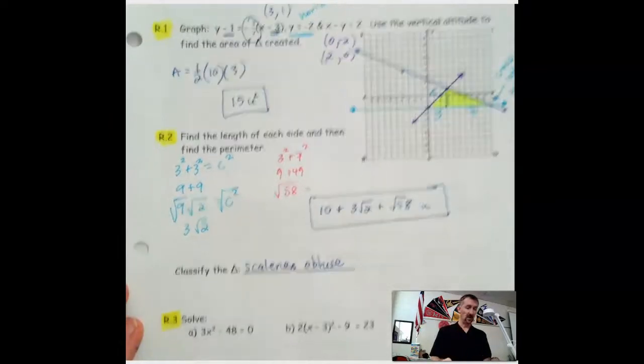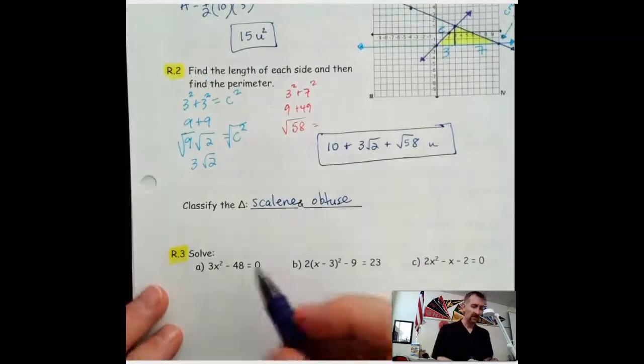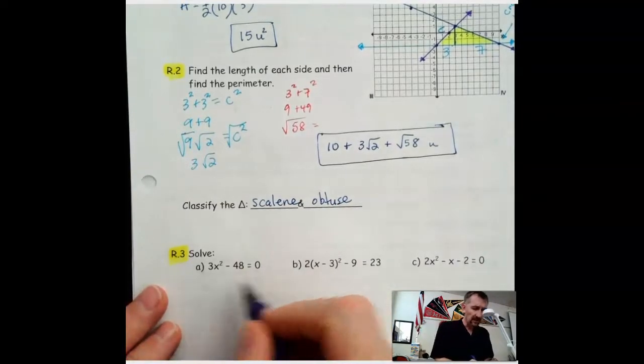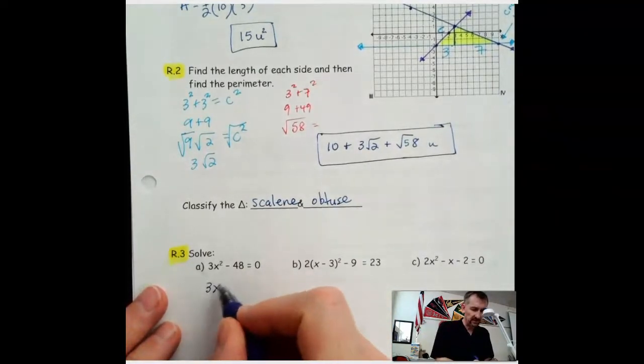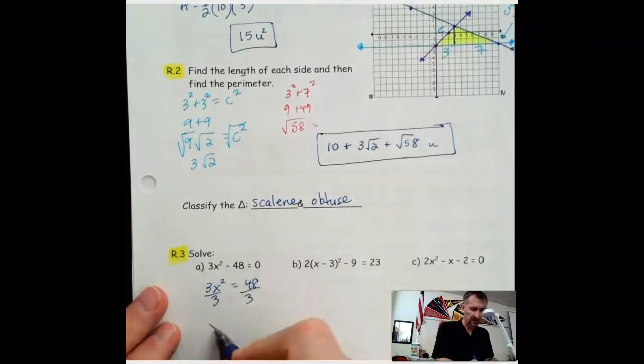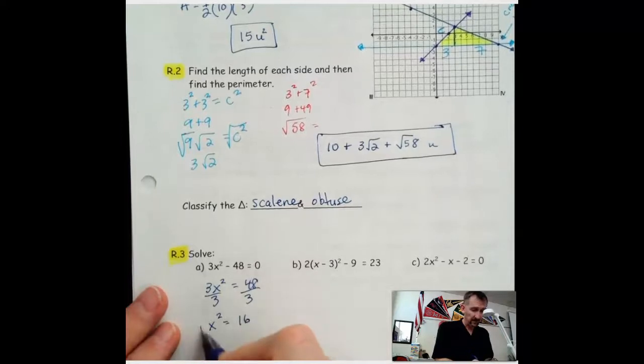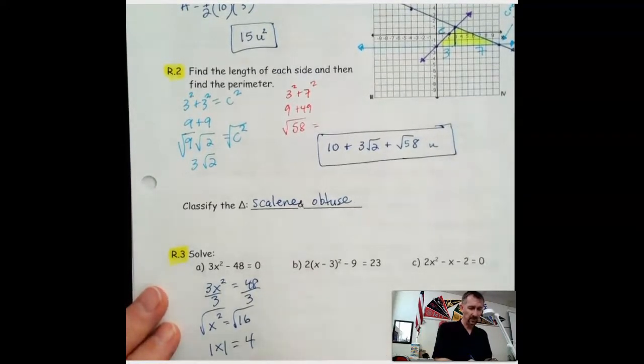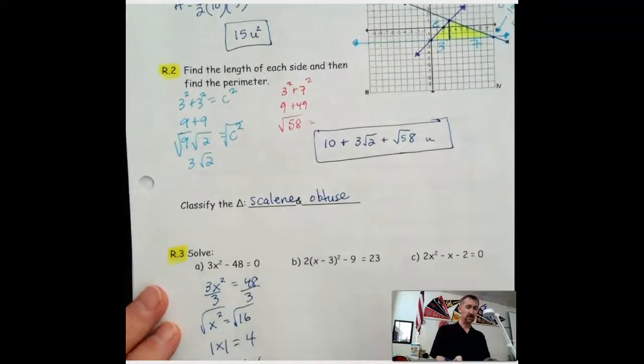Excuse me. All right, let's wrap this up. So we have a couple choices here. We did one like this the other day. We could add 48 to both sides. We could divide by 3. We could square root both sides, get the absolute value of x equals 4. We get x equals plus or minus 4.